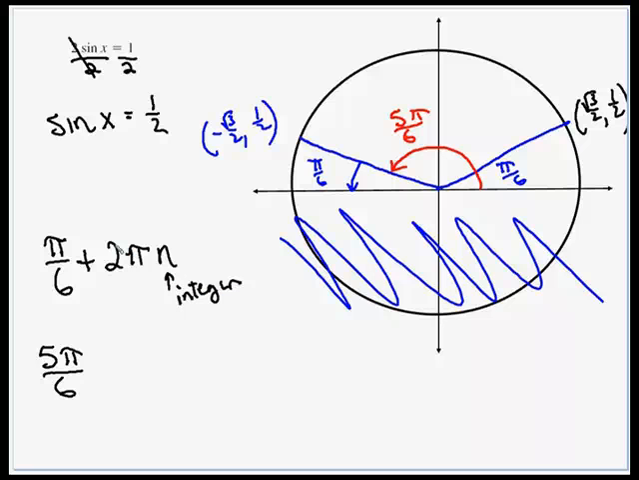So pi over 6 plus 2 pi n, plus 4 pi n, plus 6 pi n, and so on. And the same for our 5 pi over 6. Here we can just do another lap around the unit circle, which would be another 2 pi times some integer n.